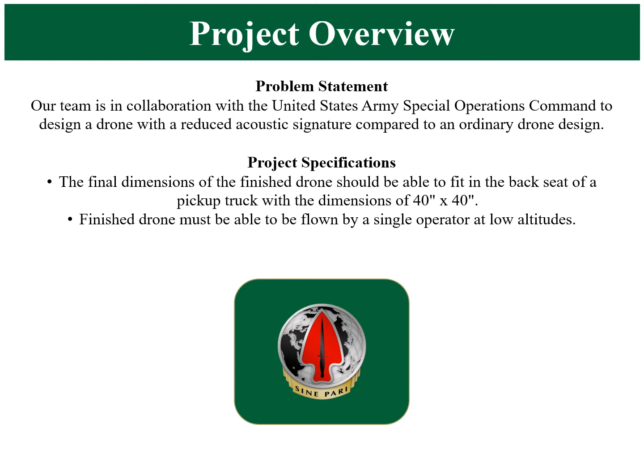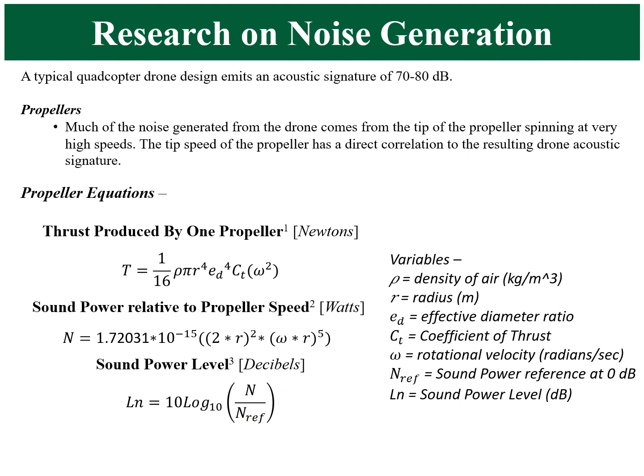Our drone had to be flown by a single operator in low altitudes, while also not exceeding dimensions of 40 inches by 40 inches. It was found through extensive research that a typical quadcopter drone design emits noise levels of 70 to 80 decibels. We found that most of the noise generated by a drone comes from the tip of the propellers. The tip speed of a propeller has a direct correlation to the drone's acoustic signature.